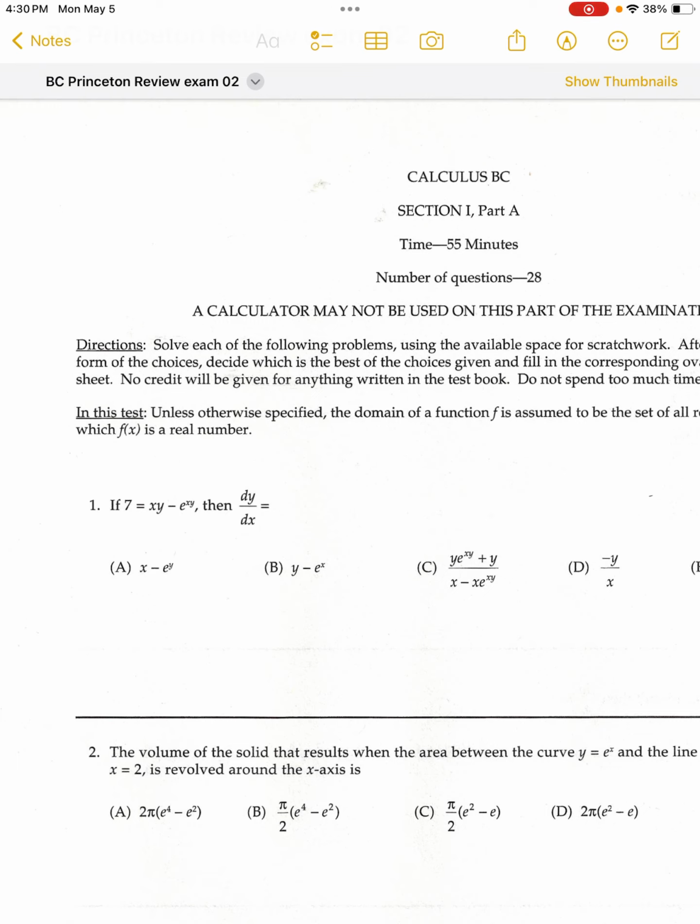So with that in mind, I'd encourage you guys to pause the video and try some of these problems yourself before looking at my solution. And without further ado, let's get started with number 1.